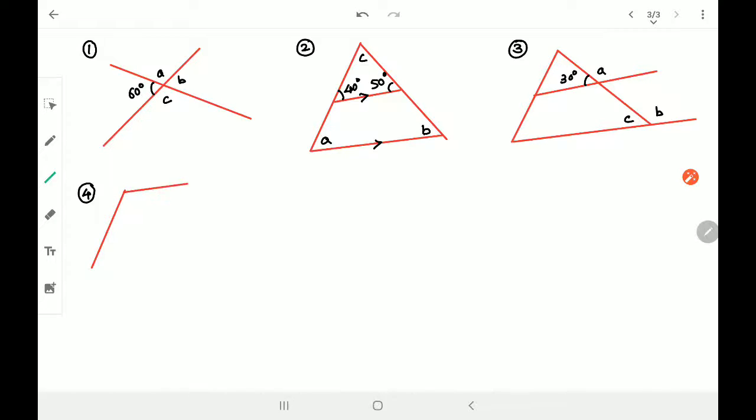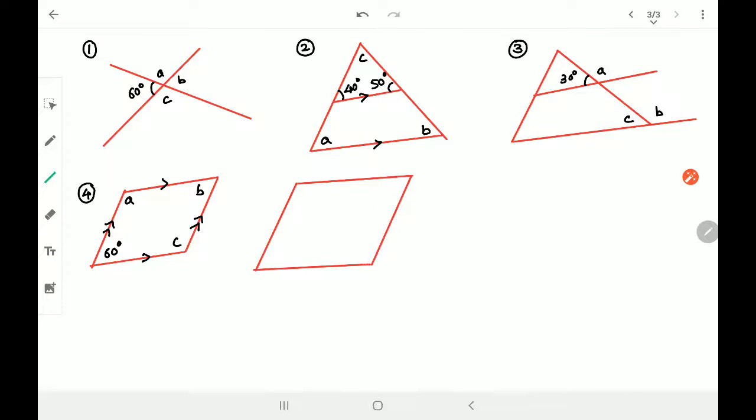So here is my parallelogram, and these are the angles. Imagine if this angle is 60 degrees, you have to find A, B and C. It's a parallelogram. I hope you can imagine by these symbols. I'll go for another parallelogram. Let's make things difficult.